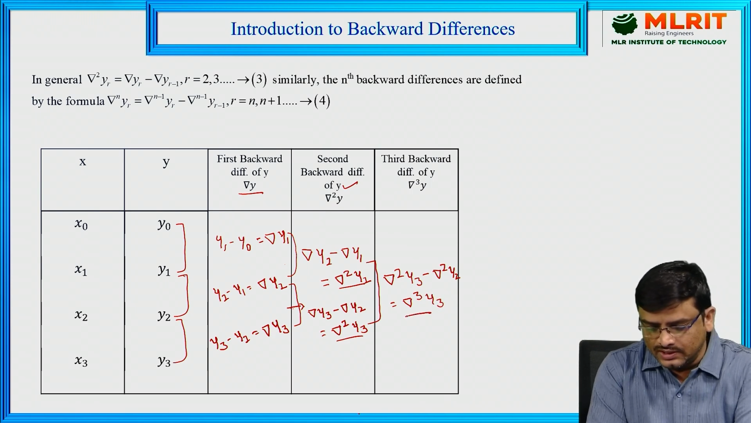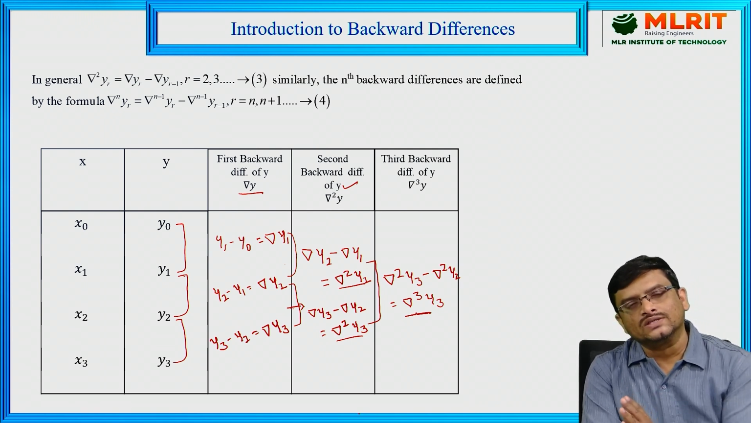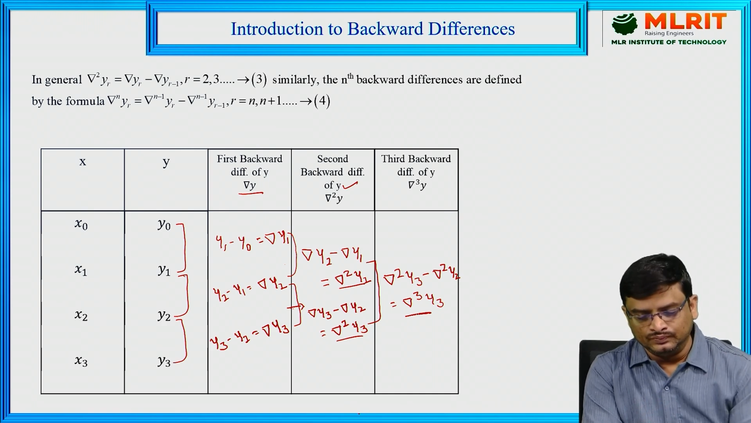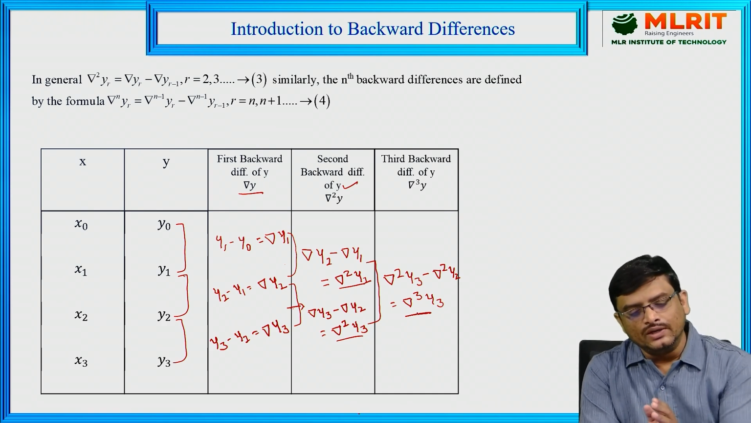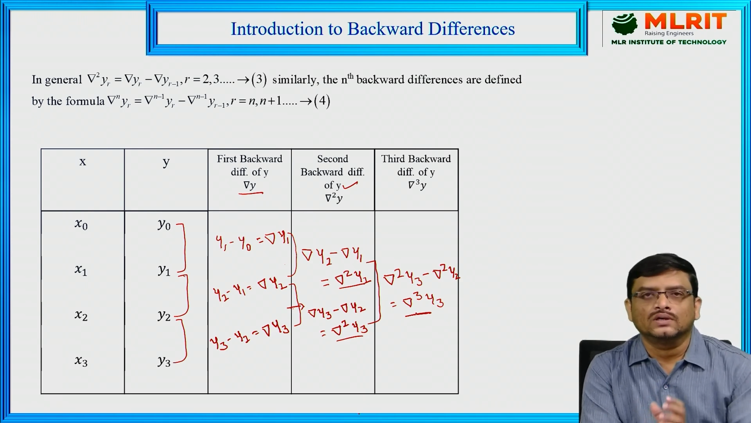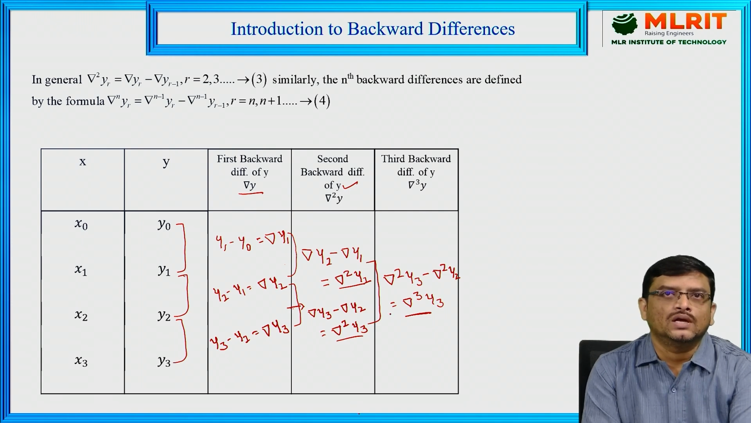Now in this present column we got only one value, so it is not possible to go for the next column because it is not possible to find the difference of a single value. So we have to continue this table until we get a single value in that particular column. This is the way we can construct a backward difference table here.